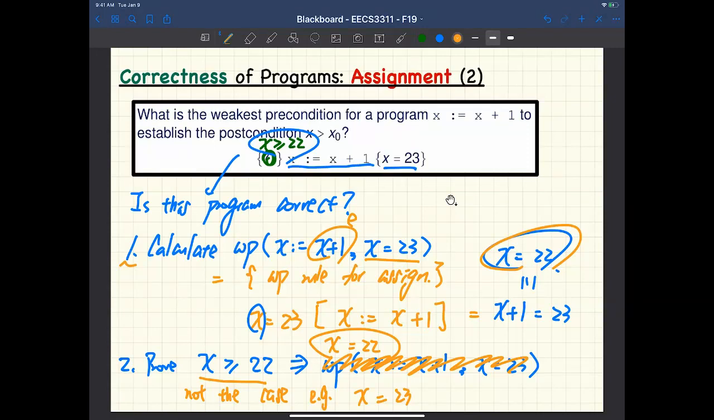Yes. If we can just find the precondition just by looking at it, do we have to go through the steps of doing all the substitution and all that, or can we just say the precondition is x equals 22?